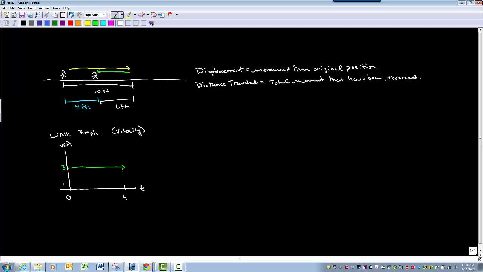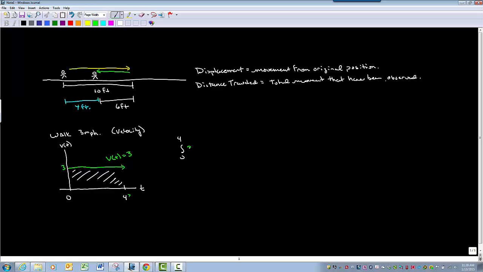Now here's the connection that we want to make. If we add up the area underneath the curve between 0 and 4, this area will give me the displacement. So what I'm saying is this: if we integrate from 0 to 4 of this function. Now what is this function? Well, this function is v of t, velocity is equal to 3.